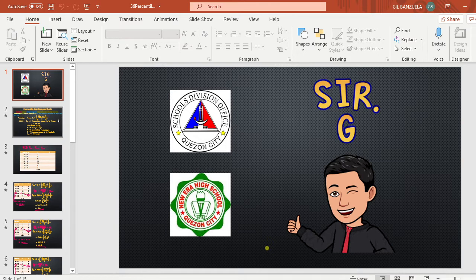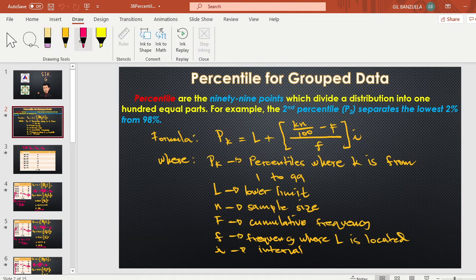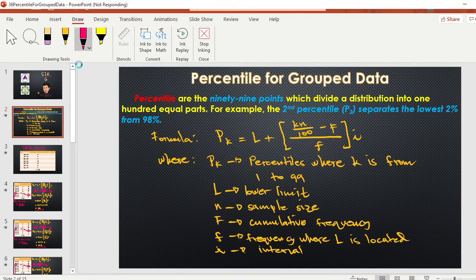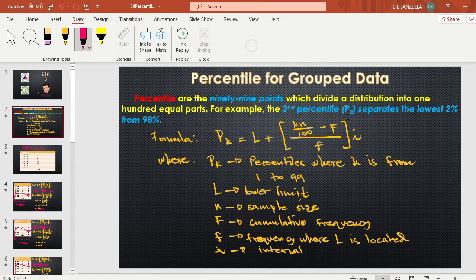So let's proceed. In today's topic, we're going to discuss percentile for group data. Percentiles are the 99 points which divide a distribution into 100 equal parts. So for example, the second percentile, which is denoted by P sub 2, separates the lowest 2% from the other 98%. Alright?